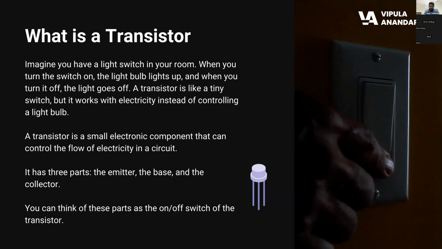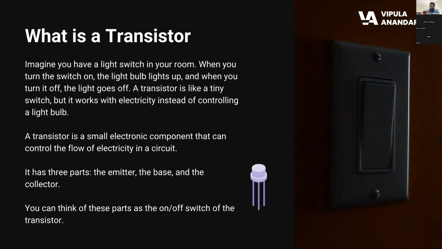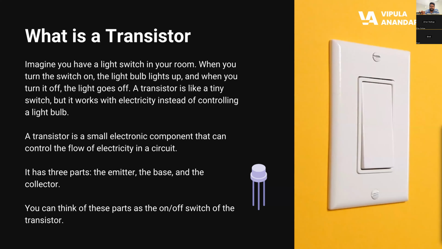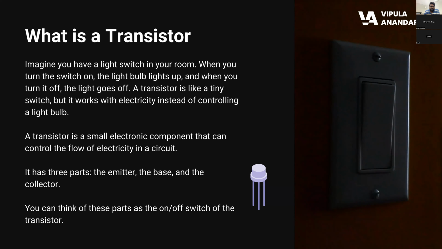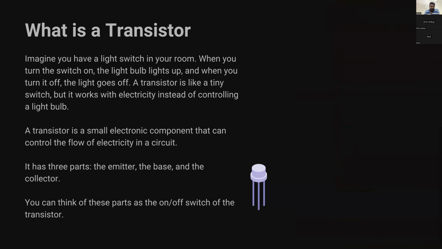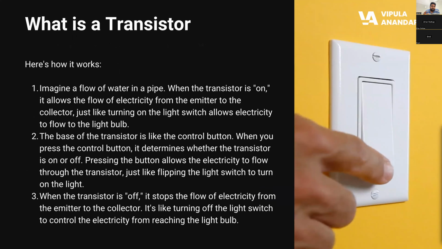It has the emitter, the base, and the collector. Okay, කකුල් තුනක් තියෙනවා. Emitter එකයි, base එකයි, collector එකයි. So we'll see what these three items do. So get to the next slide.